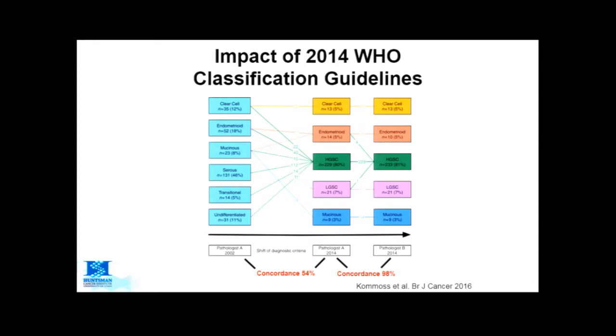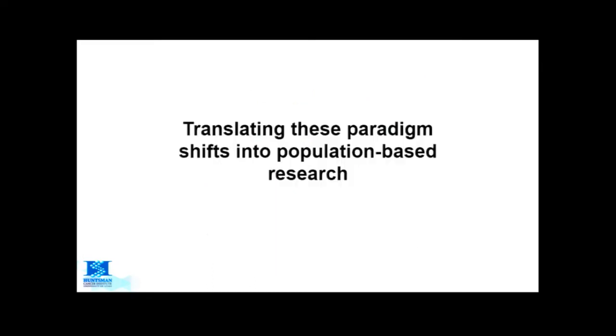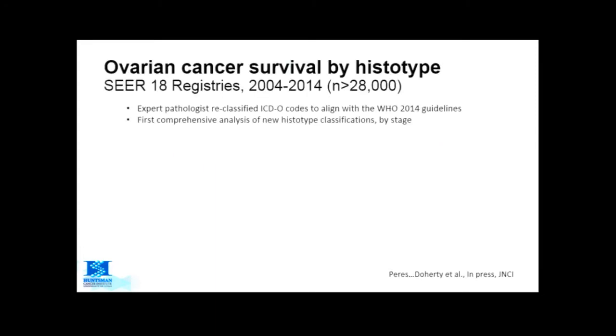Remarkably, this pathologist was not concordant with himself before and after these guidelines, but he was nearly entirely concordant with his colleague using these new guidelines. So this has profound implications for how we think about ovarian cancer. Basically, all of our studies in the past are misclassified. The problem with ovarian cancer is it's extremely rare, and so we can't just wait for cases to accrue. We need to figure out ways to apply our understanding now to what's happened in the past.